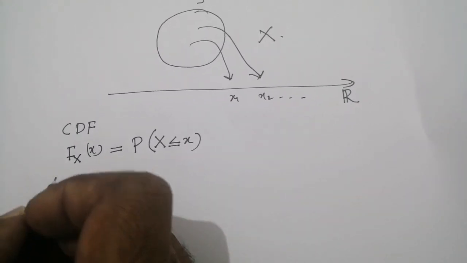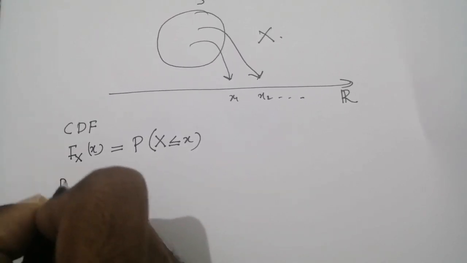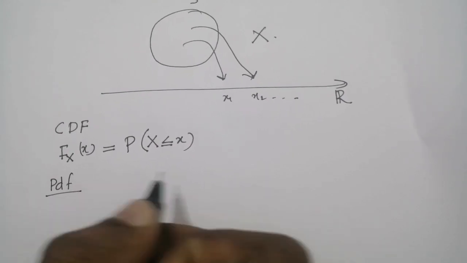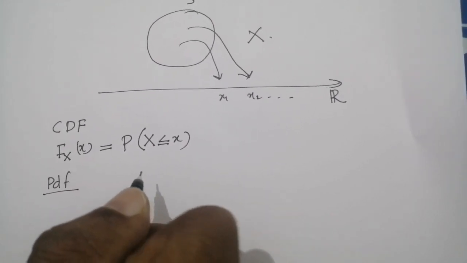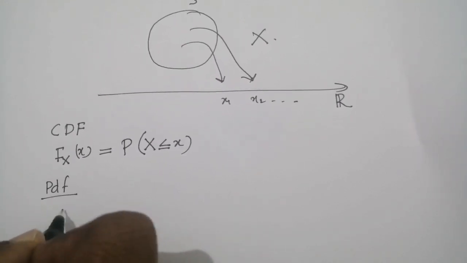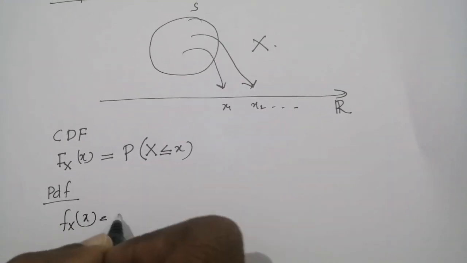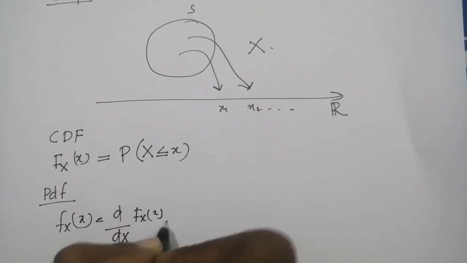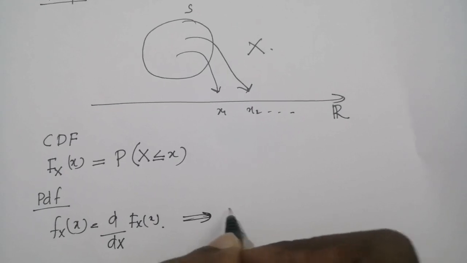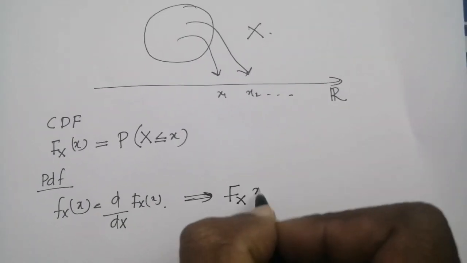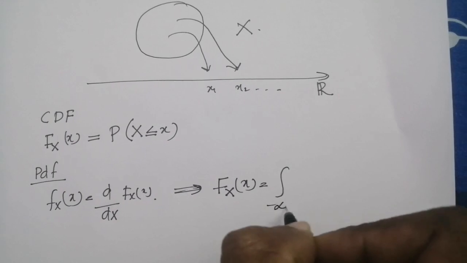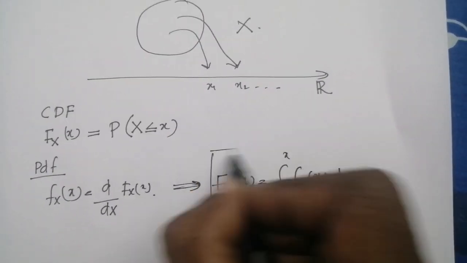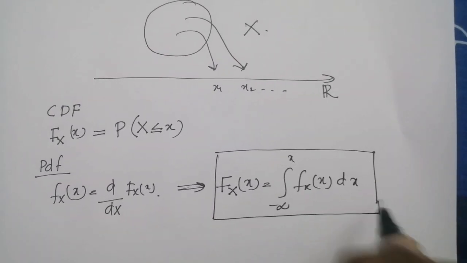Then we discussed the PDF, the probability density function. The probability density function is defined for continuous random variables. It is defined as f_X(x) equal to d by dx of F_X(x), which implies that the CDF is F_X(x) equal to the integral from minus infinity to x of f_X(x) dx. So these are the things we discussed in the last class.